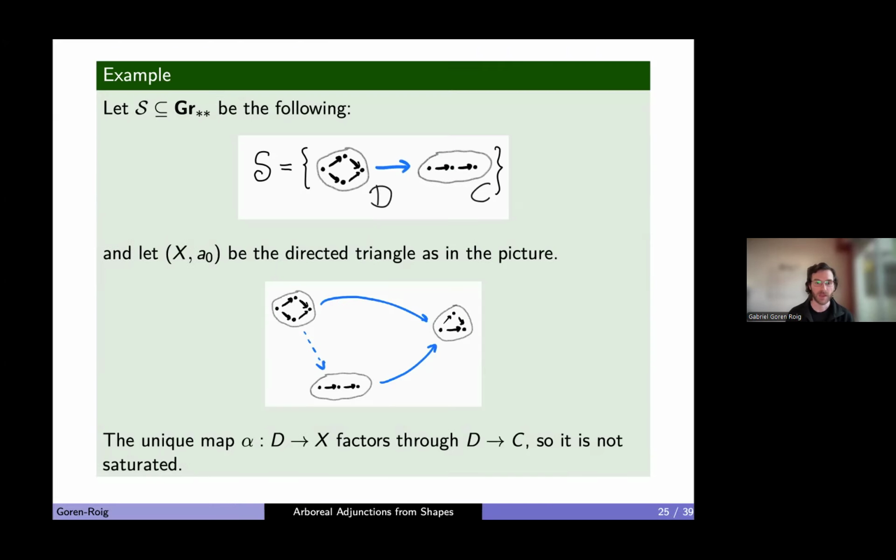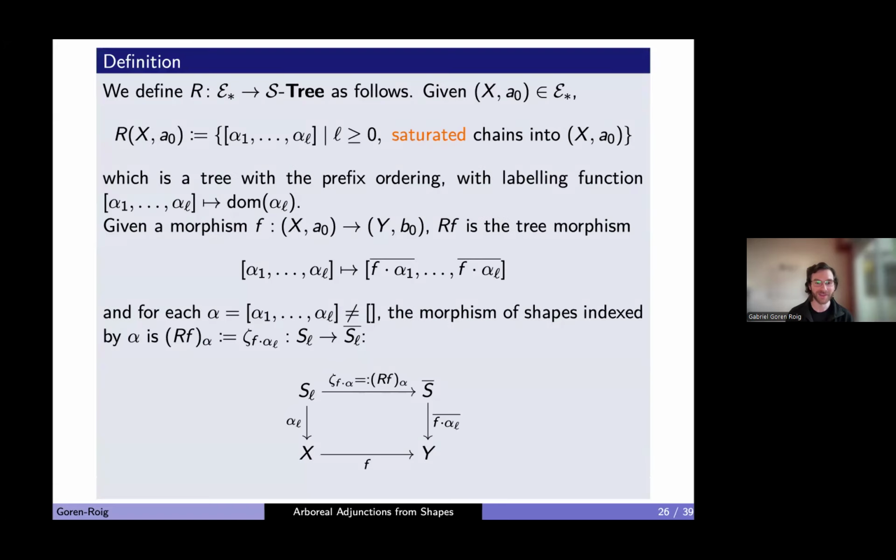And so now we can give the definition of the functor into S trees. The main thing here is it's like before. All the nodes of this tree will be the chains into X, but now we require that they are saturated. If we have a chain of morphisms that are not saturated, we just don't include it in the tree.